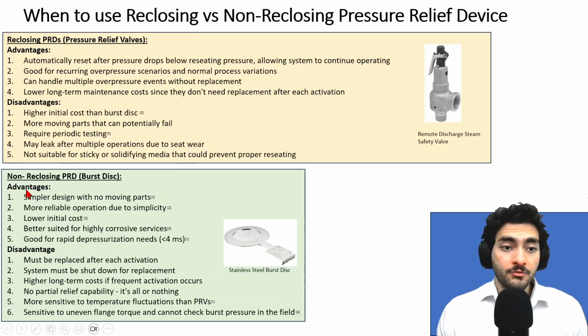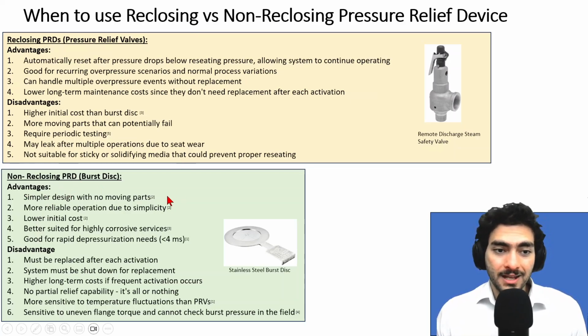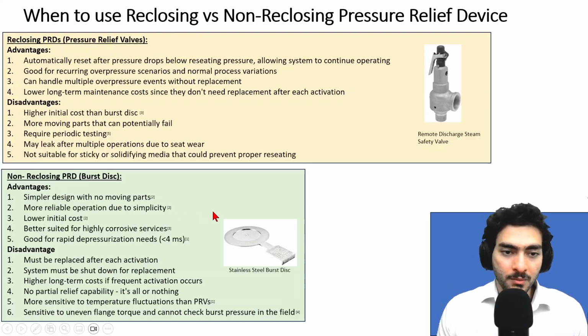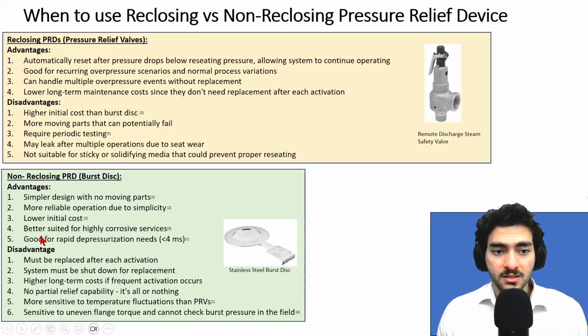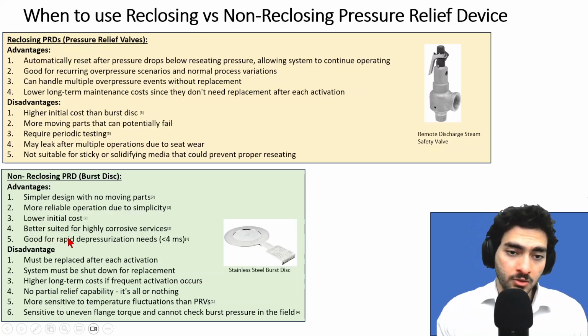Now, on the other hand, for burst discs, the advantages are it's simpler with no moving parts. It's just a disc. It's more reliable because it's simpler. It has lower initial costs. It's better suited for highly corrosive services.